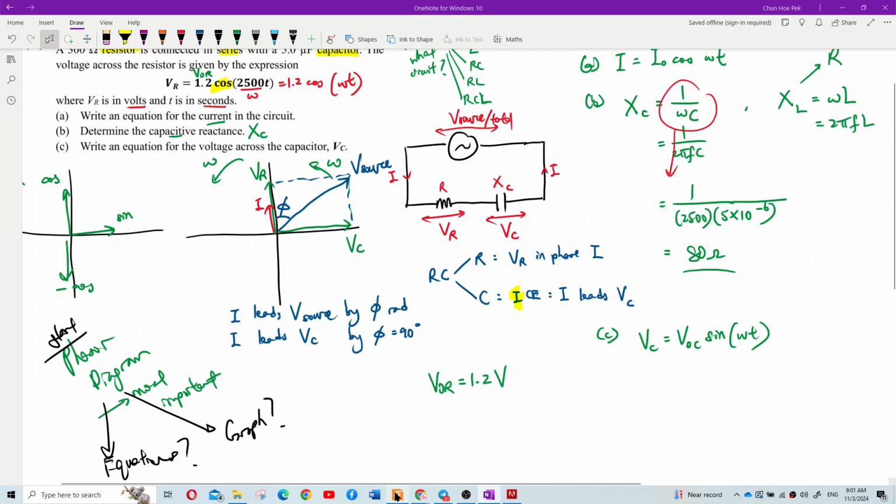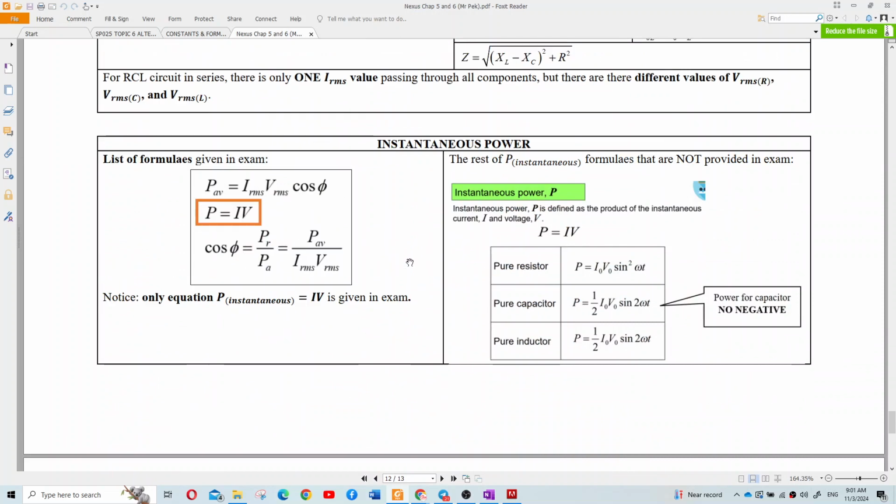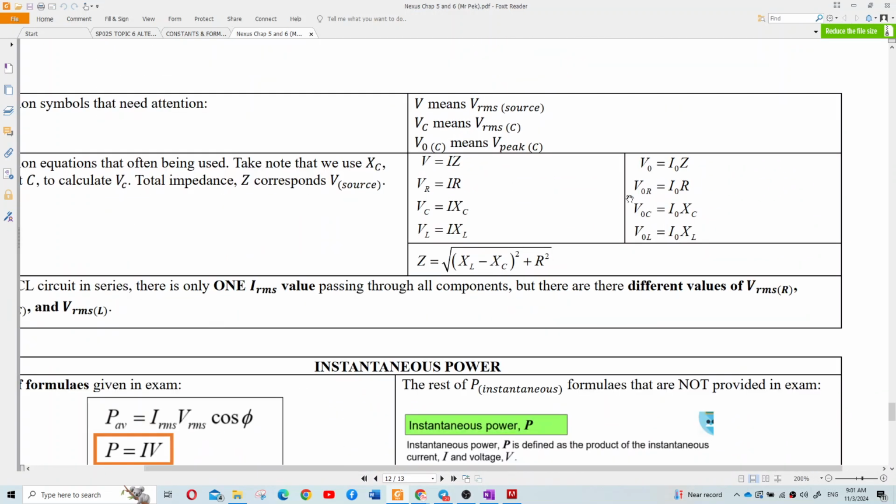Look at here. What is V naught R, class? V naught R is I naught R. So I can find my I naught. And then V naught L is I naught XL. I use these two. V naught R is I naught R, V naught L is I naught XL. Okay? I can find I naught. Once I have my I naught, I can find V naught C for the equation for capacitor.